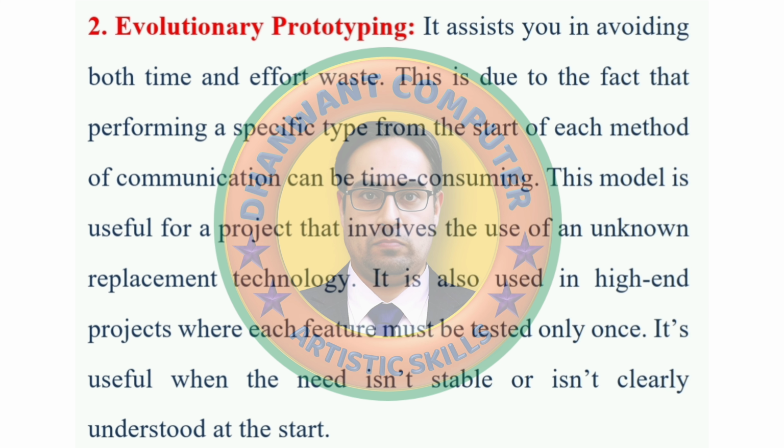2. Evolutionary prototyping. It assists you in avoiding both time and effort waste. This is because building a specific prototype from the start for each method of communication can be time-consuming. This model is useful for a project that involves the use of an unknown replacement technology. It is also used in high-end projects where each feature must be tested only once. It's useful when the need isn't stable or isn't clearly understood at the start.